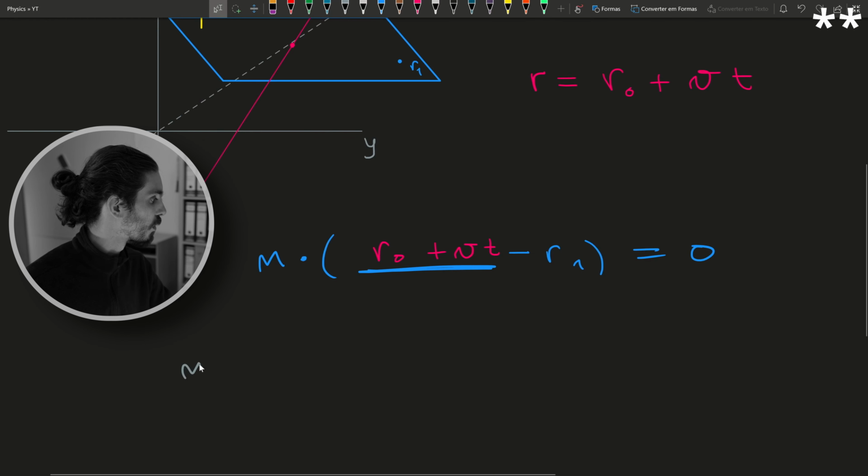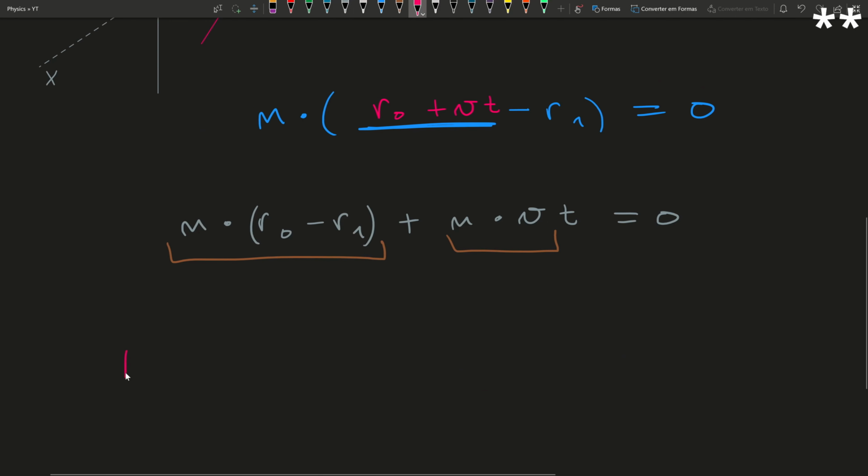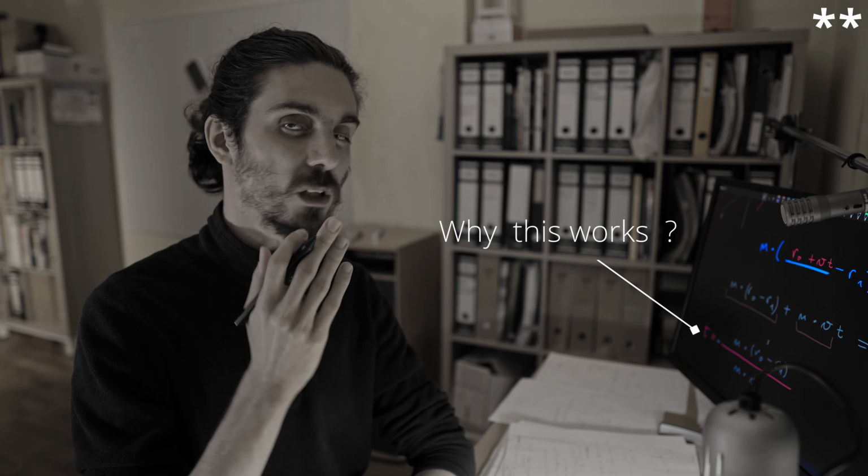Using the distributive law, we find n dotted with r0 minus r1 plus n dotted with v times t is equal to 0, where we note that this thing here and this thing here are numbers. So this is a trivial equation to solve. We get the following result. t must be equal to the following ratio: n dotted with r0 minus r1 divided by n dotted with v, with a minus sign because this thing moved to the other side.